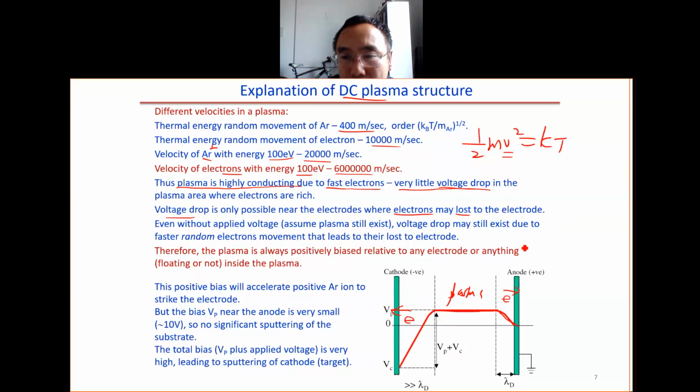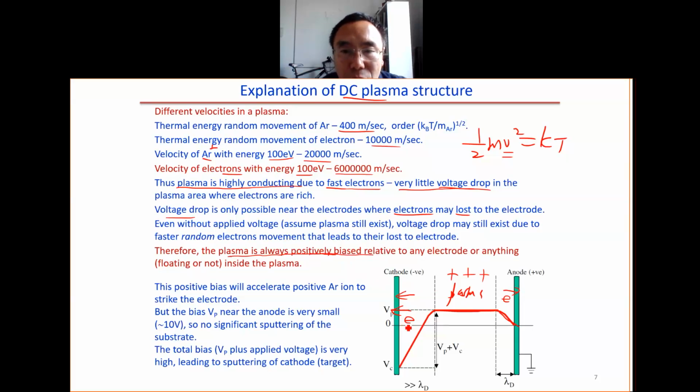This electron loss is because of the thermal movement. Electrons randomly hit the target and get lost. Therefore, the plasma is always positively biased relative to other electrodes, because electrons get lost more to the electrode than argon ions. We have more electrons lost than ions lost. So there is some positive charge in the plasma bulk. It is always positively charged.